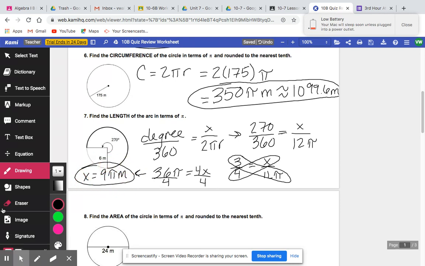So that is the first page of the review, numbers 1 through 7. If you've got other questions, let us know. Otherwise, tune into the next video, and we will do 8 through 13.